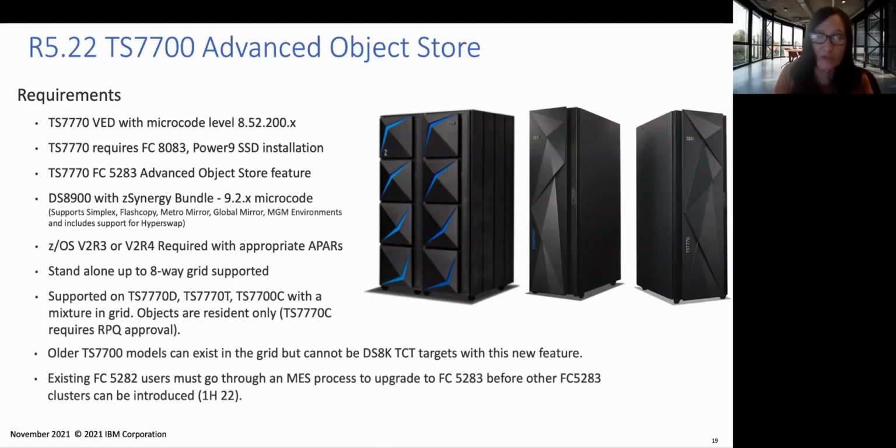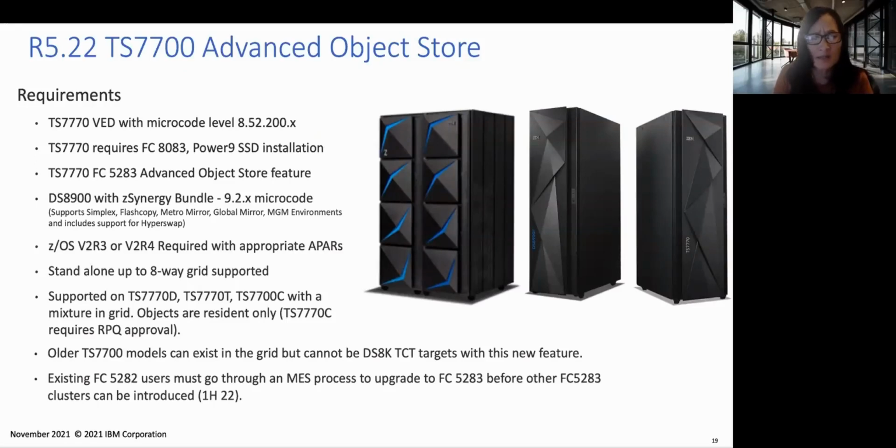Your main feature is 5283, like I had said before, for this feature. On the DS8000 side, if you're already utilizing the z/OS Z Synergy bundle, which you normally are if you're working with mainframe with the DS8000, you just need the Z Synergy bundle with the 9.2.x microcode, which will be coming out later this year as well. So you have to wait for that.